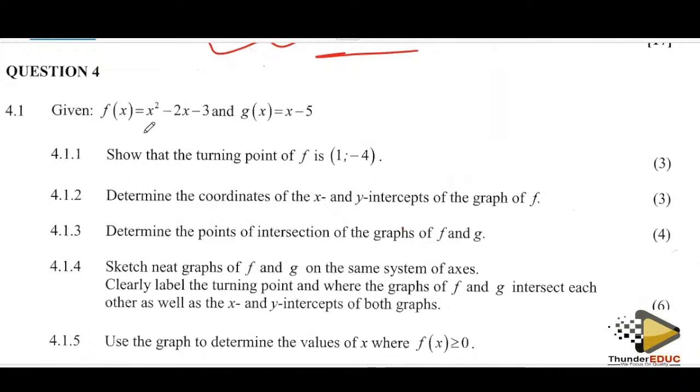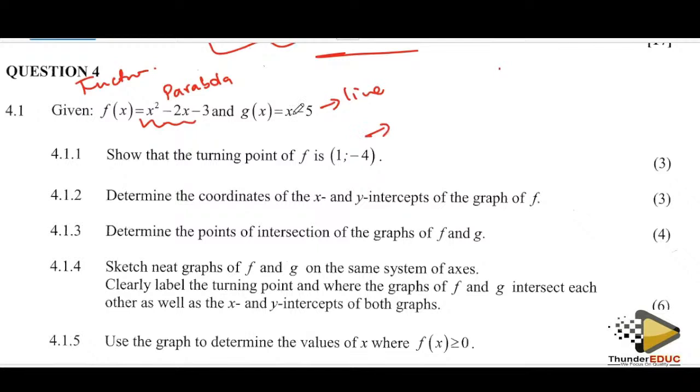Question 4. So we're given x squared minus 2x minus 3, and then we have g of x. So these are functions, no? So with the functions, we need to know the type. So x squared, this is a parabola. Okay. And x minus 5, this is a straight line. So they want us to show that the turning points of f. Okay, so how do we get the turning points?